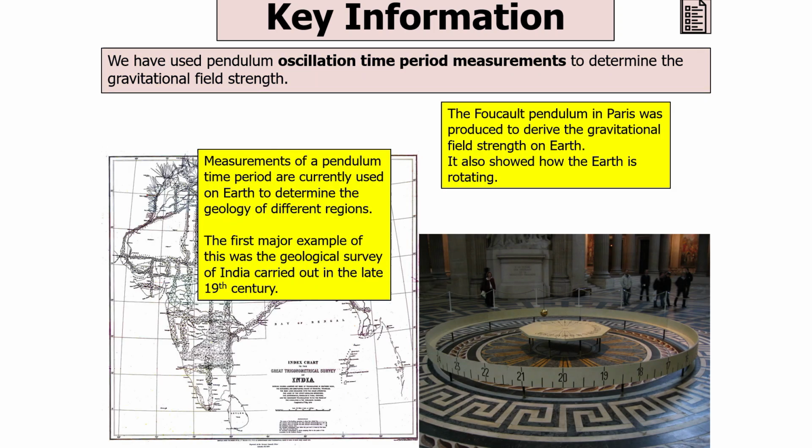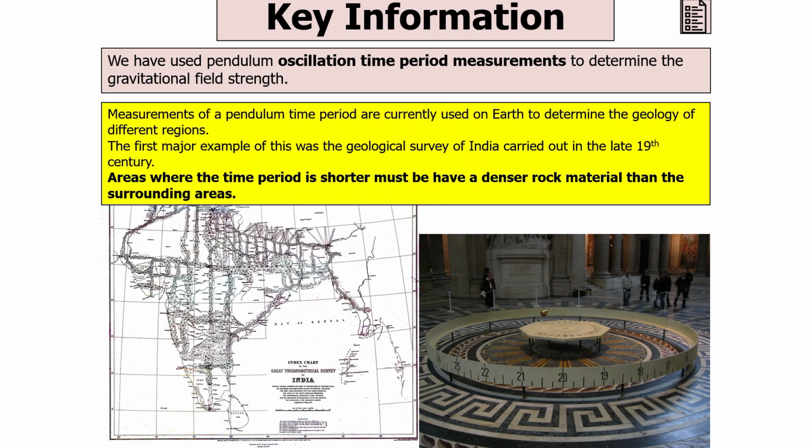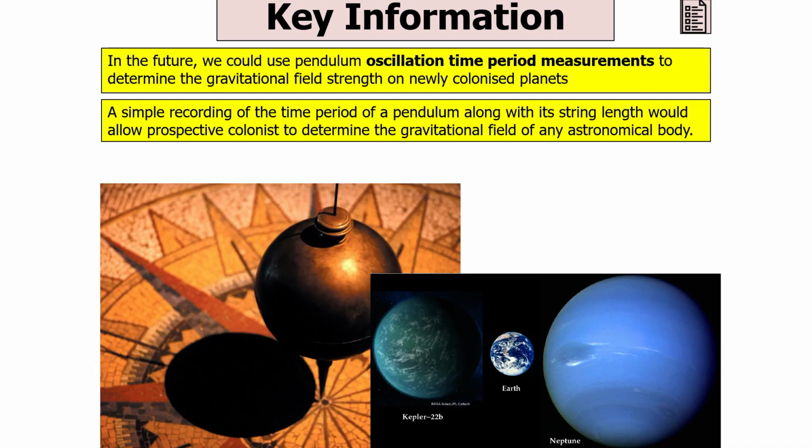Measurements of a pendulum time period are currently used on the Earth to determine the geology of different regions. The first major example of this was the Geological Survey of India carried out in the late 19th century, and the Foucault pendulum in Paris was produced to derive the gravitational field strength on Earth, and it also shows how the Earth is rotating. Areas where the time period is shorter must have a denser rock material than the surrounding areas. In the future we could use pendulum oscillation time period measurements to determine the gravitational field strength on newly colonized exoplanets. A simple recording of the time period of a pendulum along with its string length would allow prospective colonists to determine the gravitational field of any astronomical body.